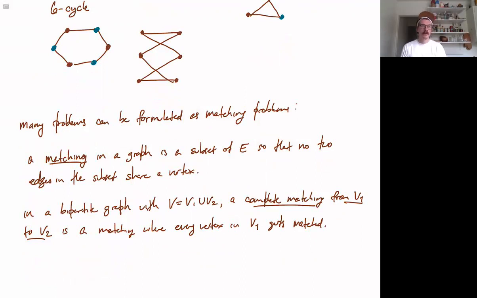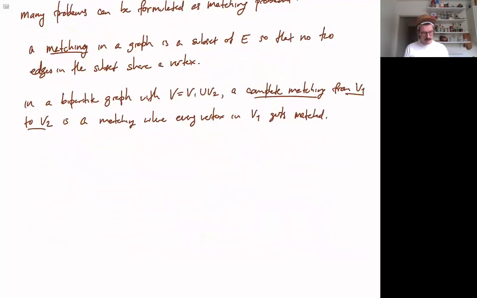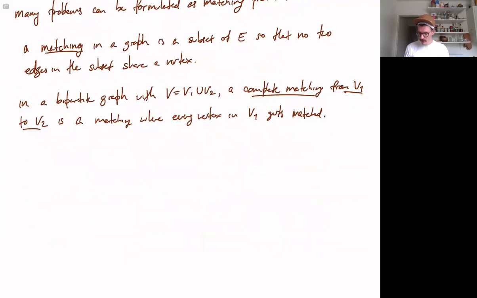So in general, for example, if V1 and V2 are different sizes, then you cannot hope for every vertex in both sets to have a match. But at least if you formulate it in a one-sided way, you can always ask whether every vertex in V1 can get matched. So let's do some quick examples of this. Let's draw some bipartite graphs.